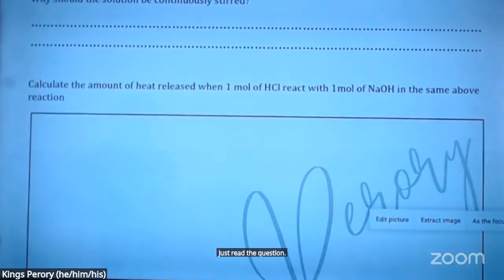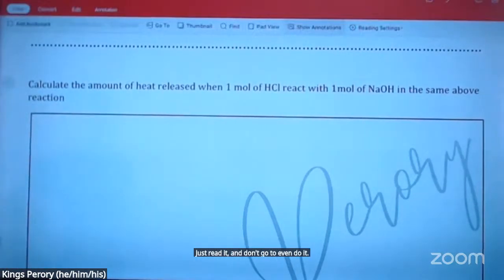Just read it and don't even think about doing it. Just read.